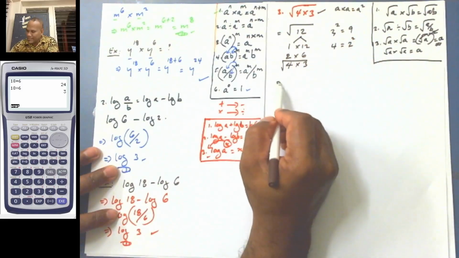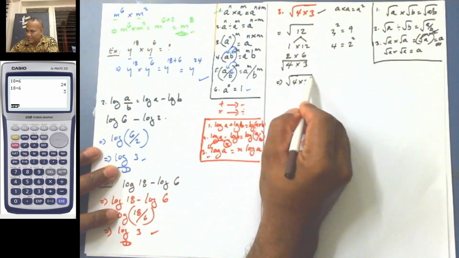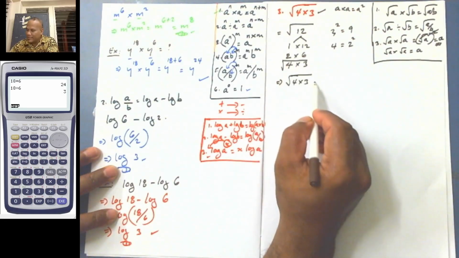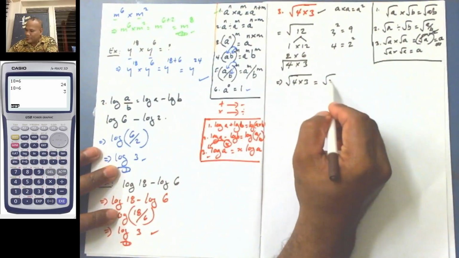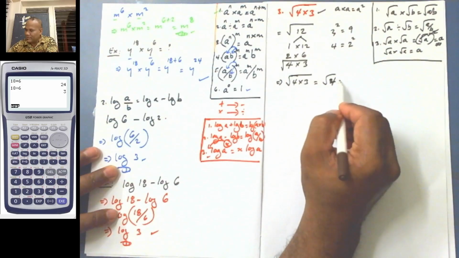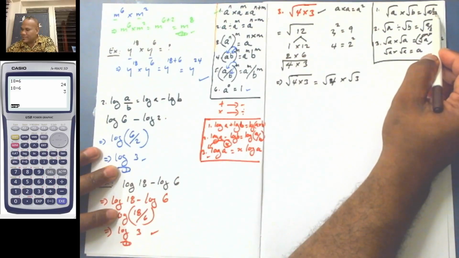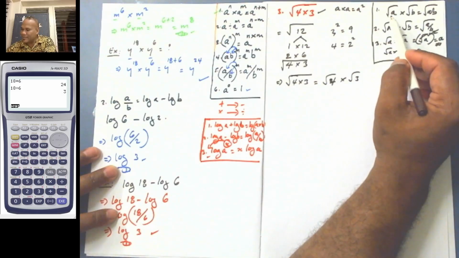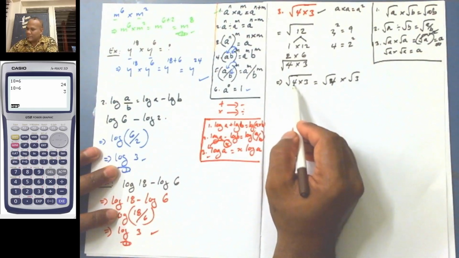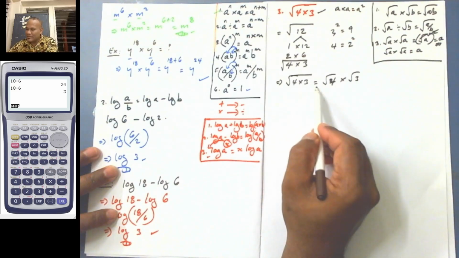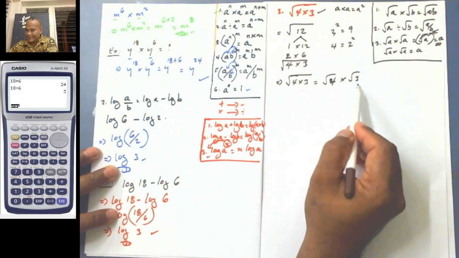So I can break this down as saying square root of 4 times 3 is square root of 12. I can also break it down into square root of 4 times square root of 3, because square root of AB is the same as square root of A times square root of B using this law. So square root of 4 times 3 is equal to square root of 4 times square root of 3.